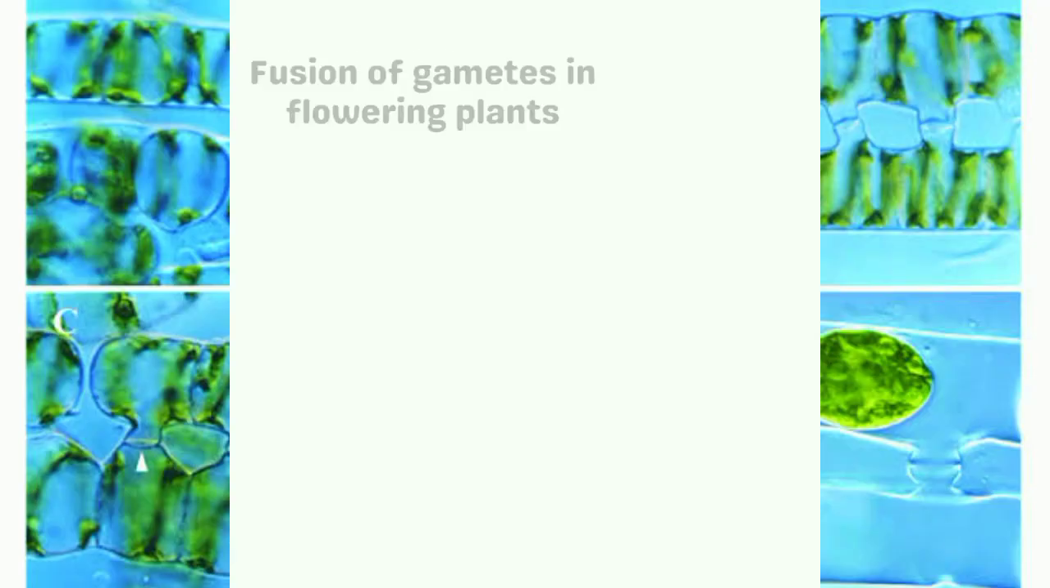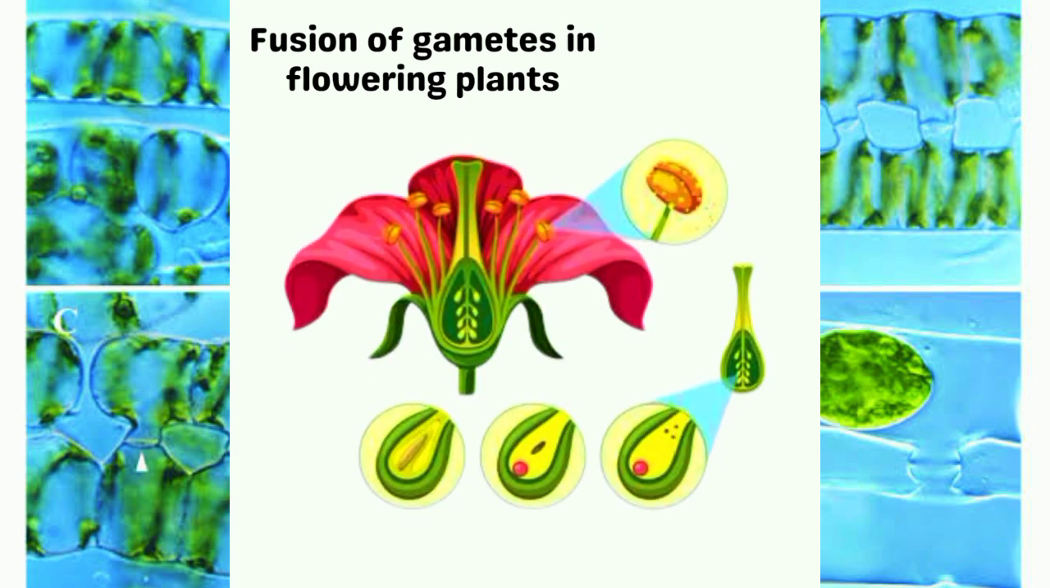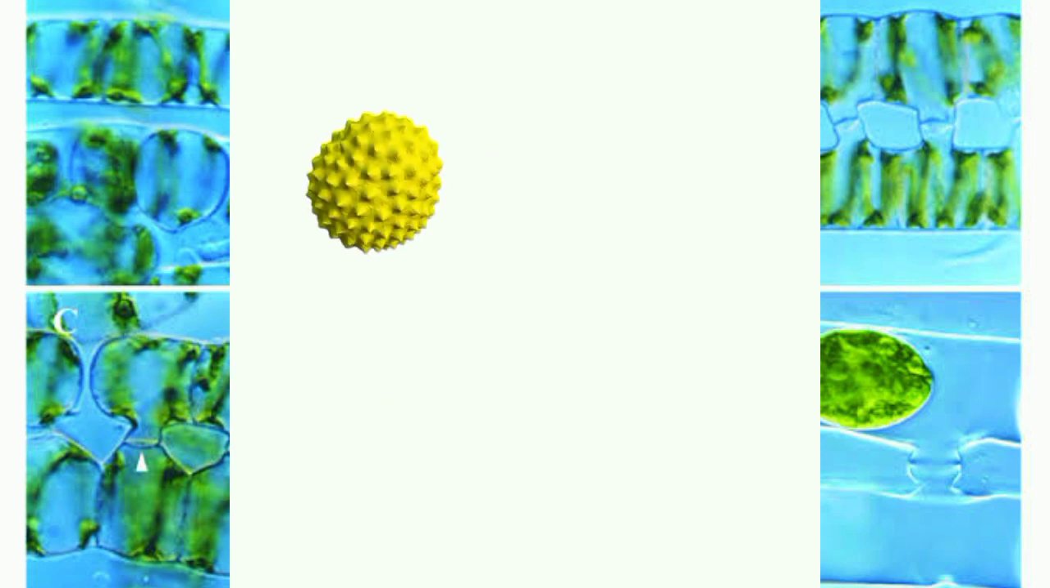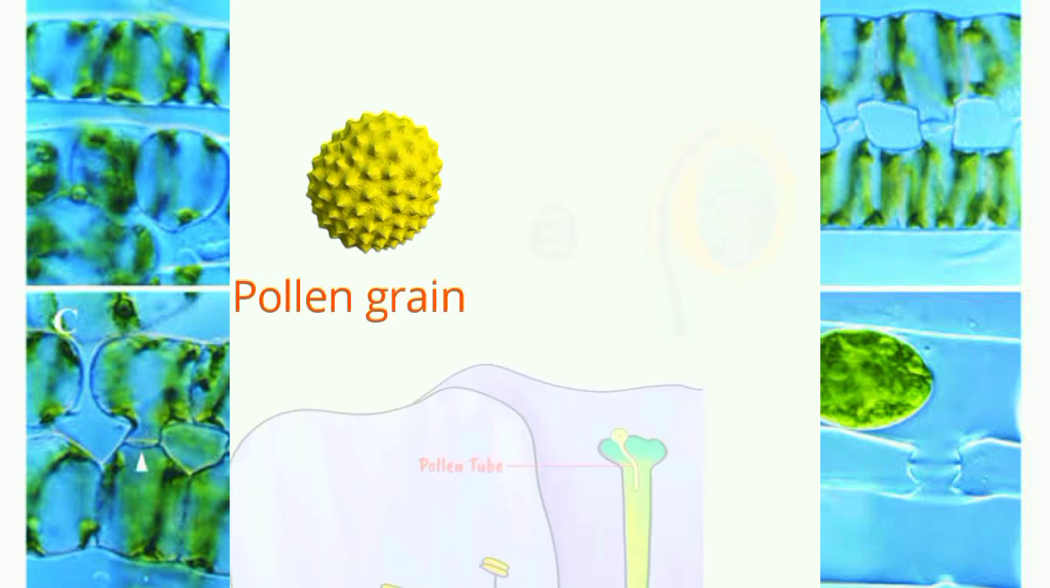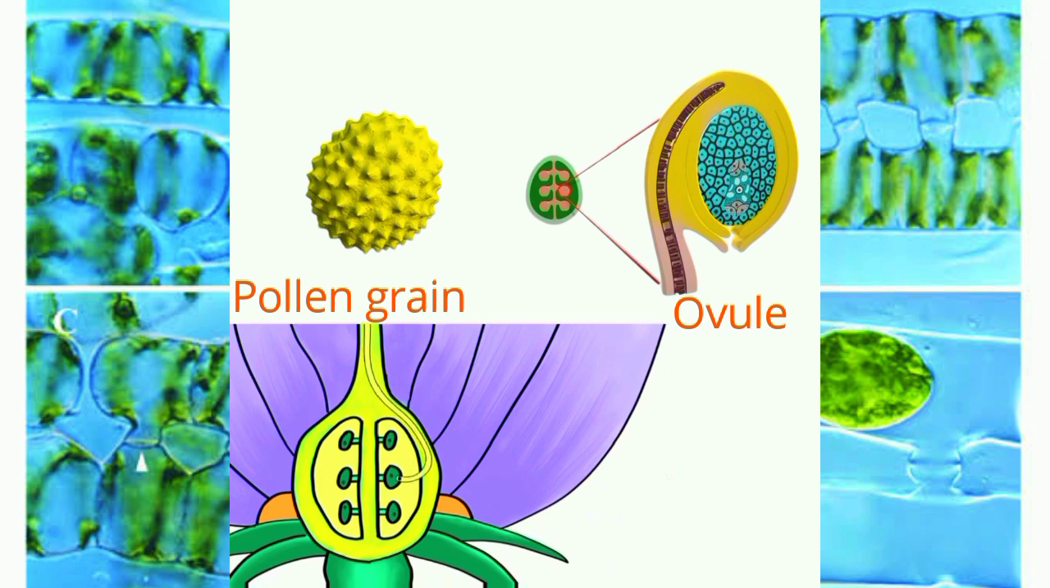Do you think plants undergo fusion of gametes? Yes, of course, plants undergo fusion of gametes. In higher plants, male and female gametes are produced in the flowers, which are their reproductive units. The male gamete is called the pollen grain, and it is produced from the anther, while the female gametes are called ovules, and they are produced in the ovary of the flower.